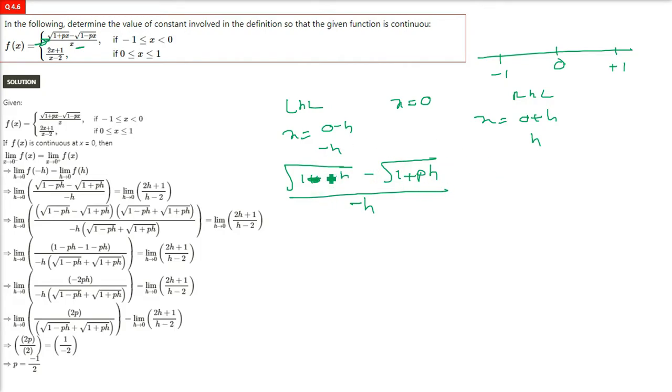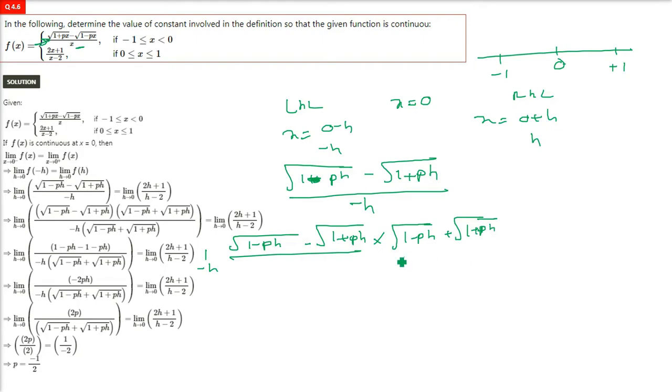First let us complete this. So we have this, so let us rationalize it. Same numerator with a positive sign, we are going to multiply in the numerator and denominator. So under root 1 minus ph minus under root 1 plus ph, and minus h I am taking just to give a little bit of space. Under root 1 minus ph, same thing with plus sign. We have to multiply this in numerator as well as denominator, right?